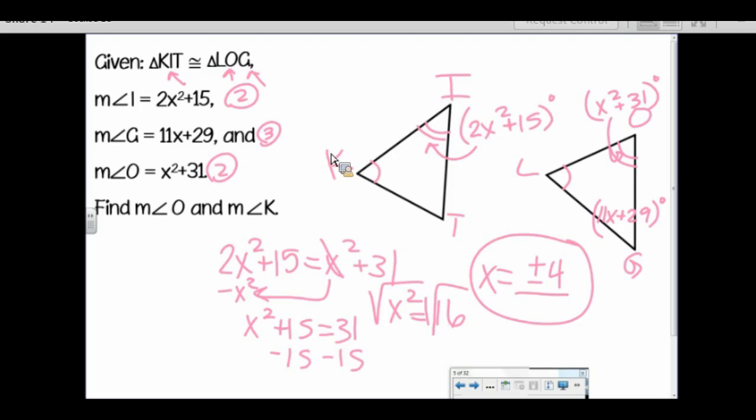Plug negative 4 in. 11 times negative 4 is negative 44. That 29 is not enough to make it positive. So x is actually just plain old 4. Sometimes you keep both answers and sometimes you throw one out. And this is one of the throw one out kind of situations. Good. All right, so x is 4. Now we simply plug it in. Angle O is going to be 4 squared plus 31.